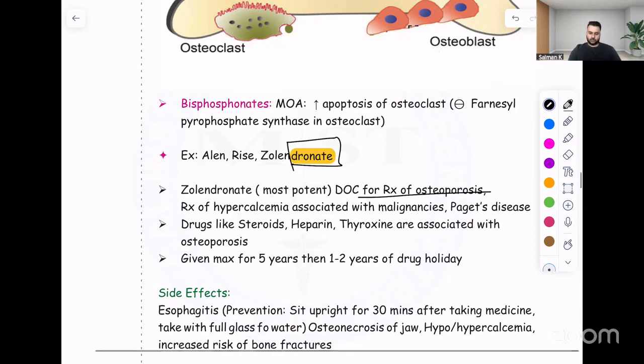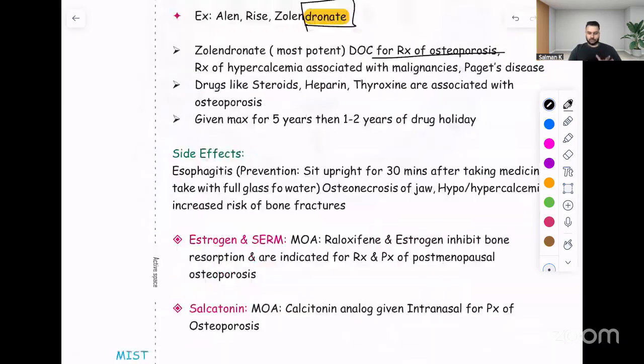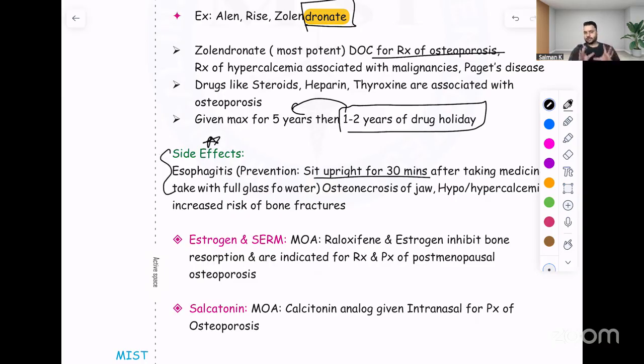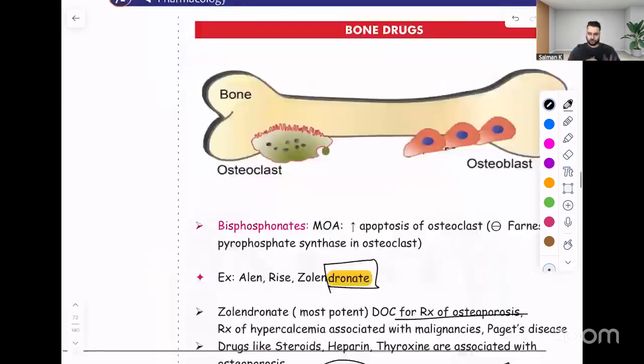I told you that they need to be discontinued in between for some time, then continued again. If you continuously give them, they can actually lead to an increased risk of bone fractures. The cautions to be taken with these drugs, drink water, sit straight for some time, will be tested in the exam.